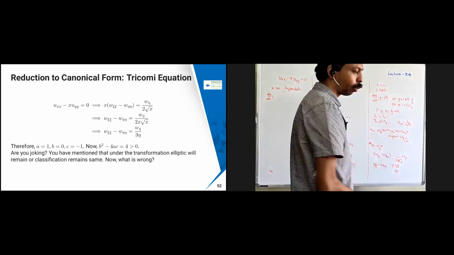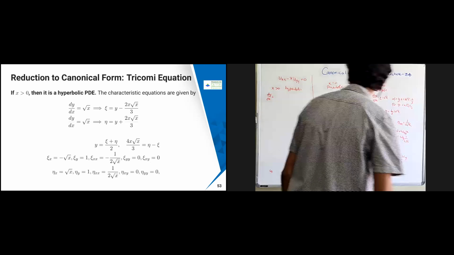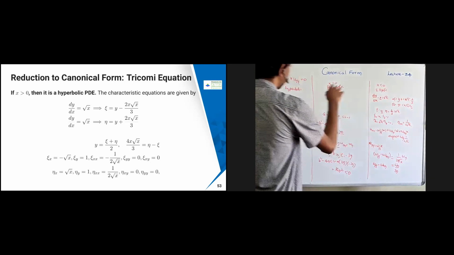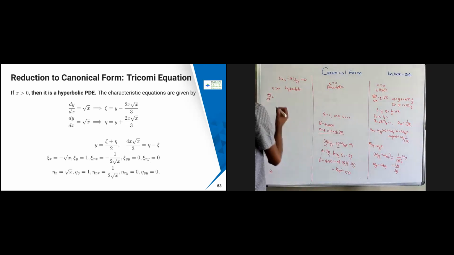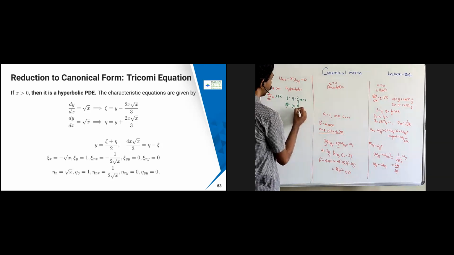Okay. Next one, we'll go for the hyperbolic case. In the hyperbolic case, it is almost similar kind of thing. So instead of plus or minus i root x, I will get plus or minus root x. Same kind of thing. So here directly I will get chi, which is y minus 2 by 3 x root x, and eta, sorry, not beta here, eta directly, which is y plus 2 by 3 x root x.